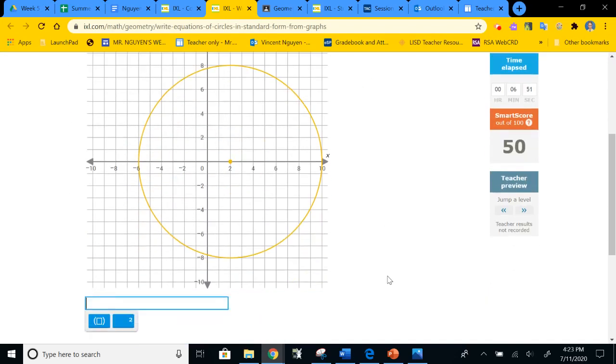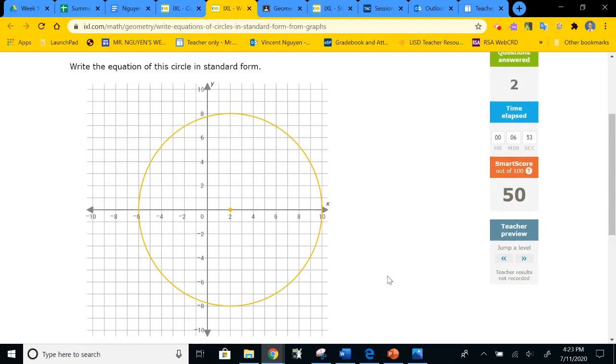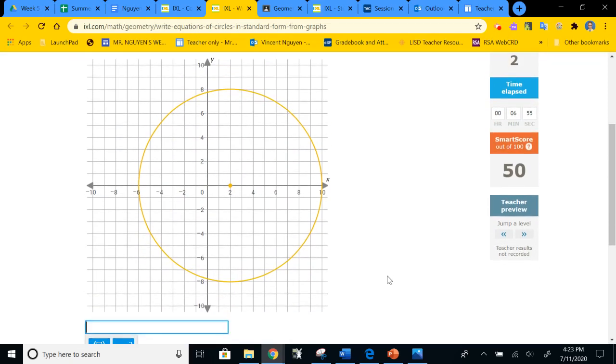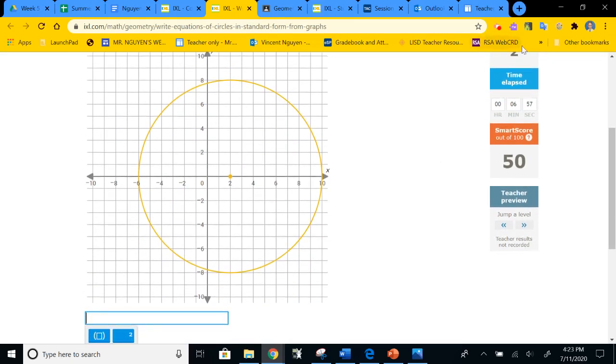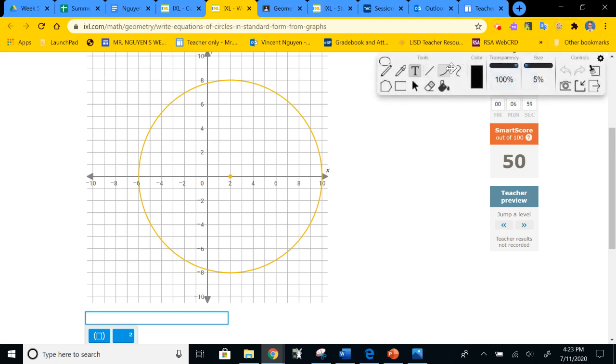Again, it's repeating, so I'm going to jump level just to make this a little bit quicker. All right, so the center has shifted. Let's do this one. Let me find out where the center is. It looks like the x value is 2, so the center is at 2. The y value is 0. So the center is 2, 0.